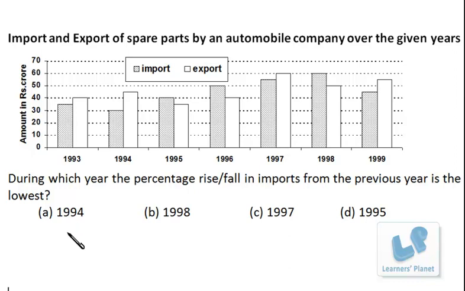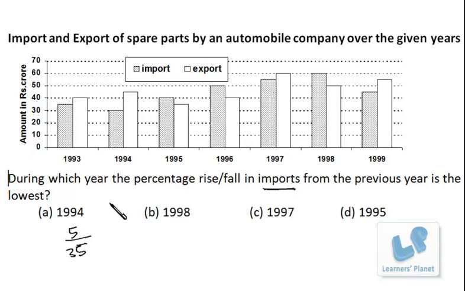So for 1994, we have to calculate the rise or fall in imports, right? In 1994, we have to see the increase or decrease from 1993. So what was the import in 1993? That is around 35, okay? And what was the import in 94? That is 30. So there is a fall. Now what is that fall? That is 5. And this fall will be calculated on the base value, so the base value will be the import of 1993, that is 35.